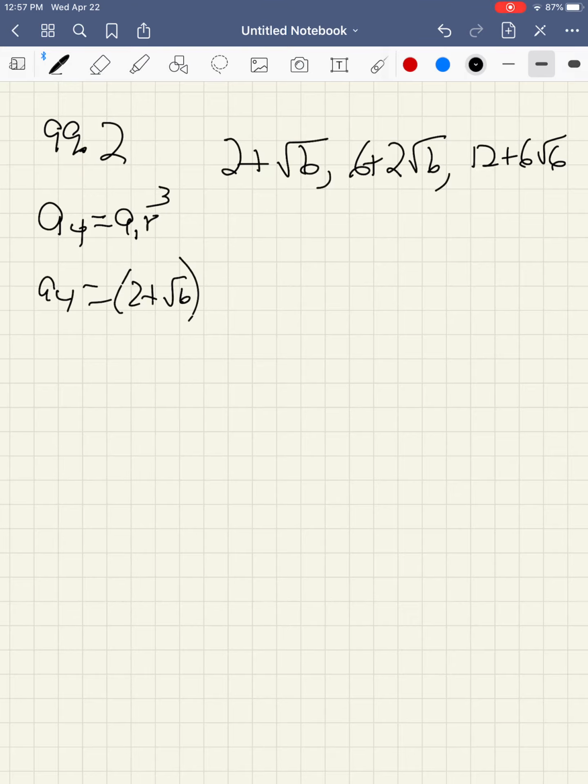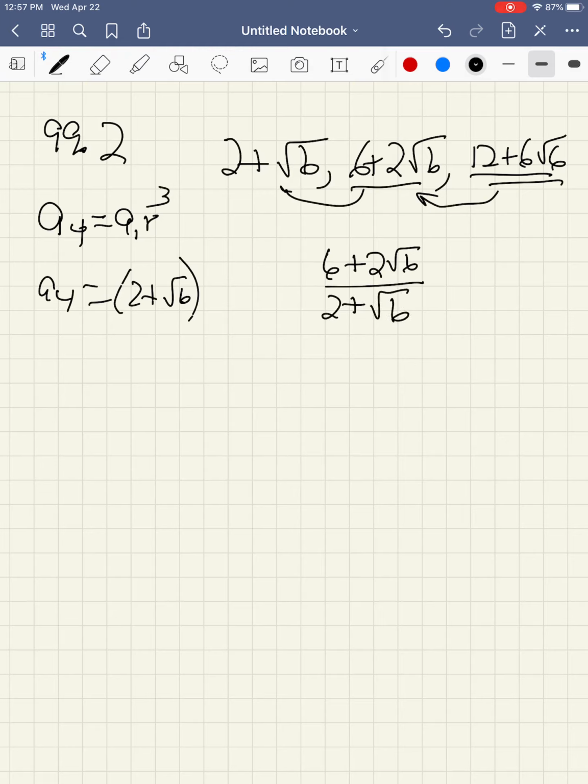What we need to find before we can go on is r. So it doesn't matter to me if you take this one and divide it by this one, or if you take this one and divide it by this one. It doesn't matter. I choose to use the simpler one, so I'm going to say 6 plus 2 square root of 6 divided by 2 plus the square root of 6, which looks like it's not anything that's going to help us, but remember, we can multiply by the conjugate and simplify this. So the conjugate would be 2 minus square root of 6.